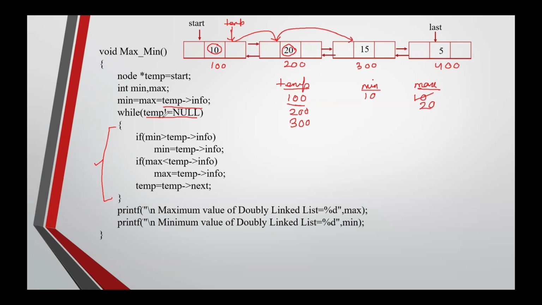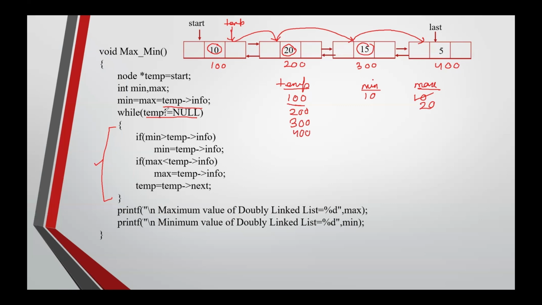Then 300 is not equal to null. Yes, it is true. Then we check min: is 10 greater than temp info? What is temp info right now? 15. No. Max is 20. Is 20 less than 15? No. So both are not executed. Then temp equals temp next. What is temp? 300. 300 next is 400. So now temp points to this node.